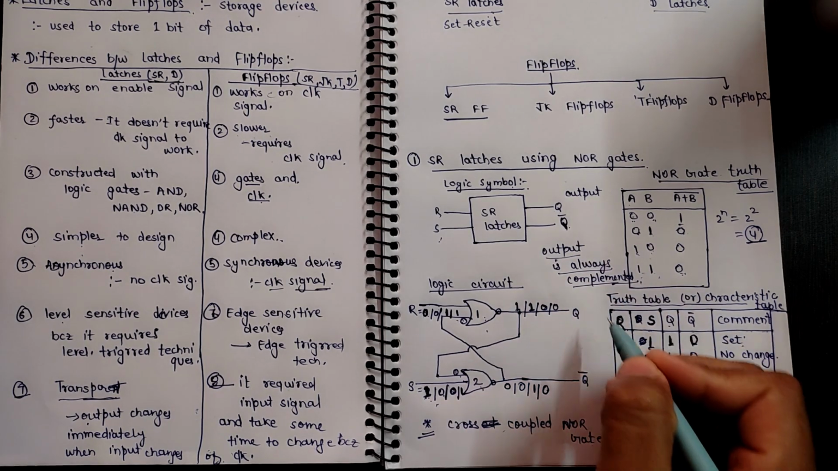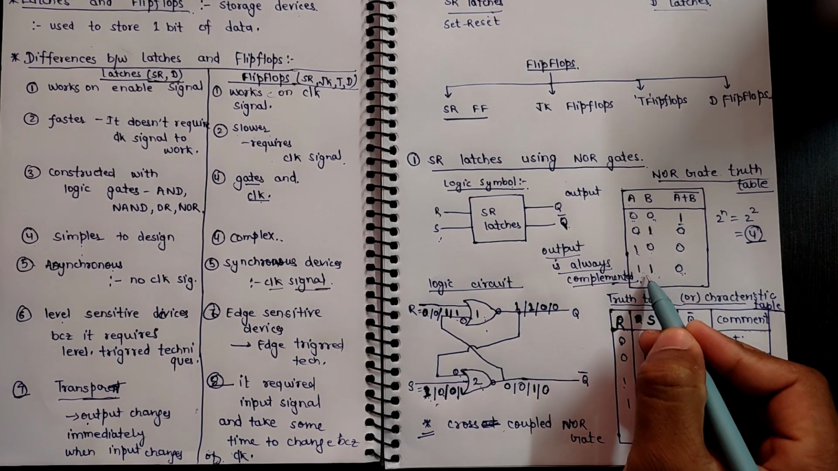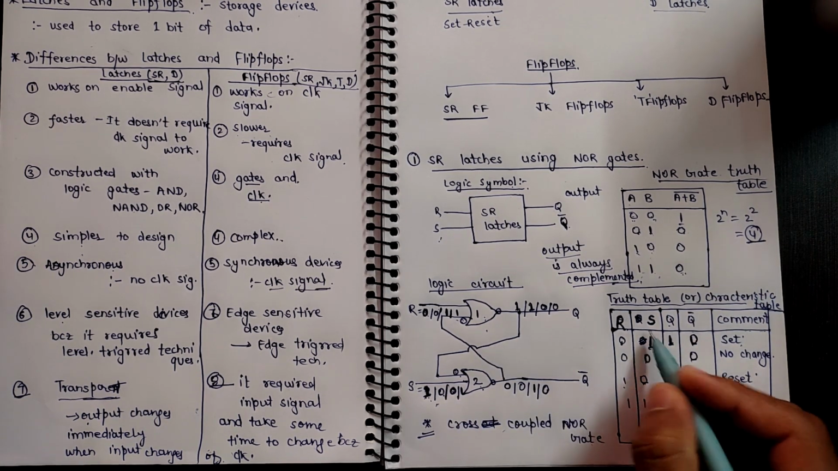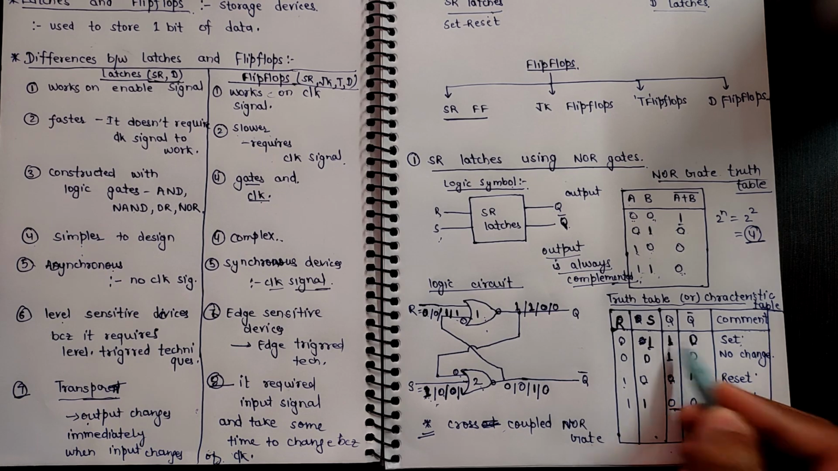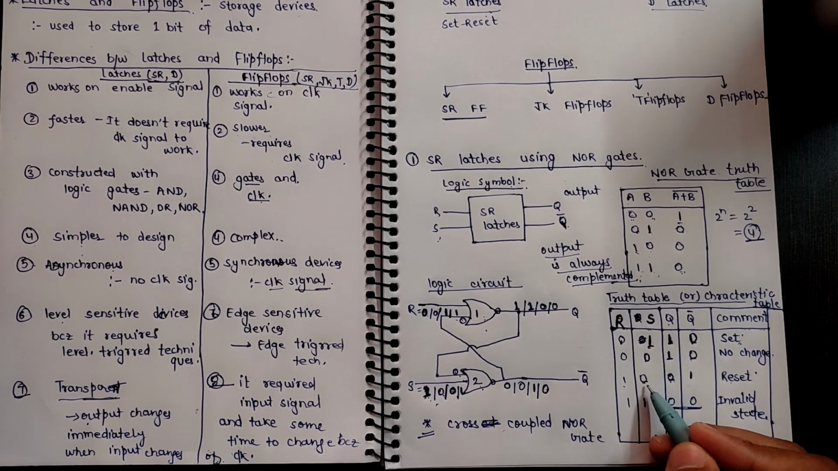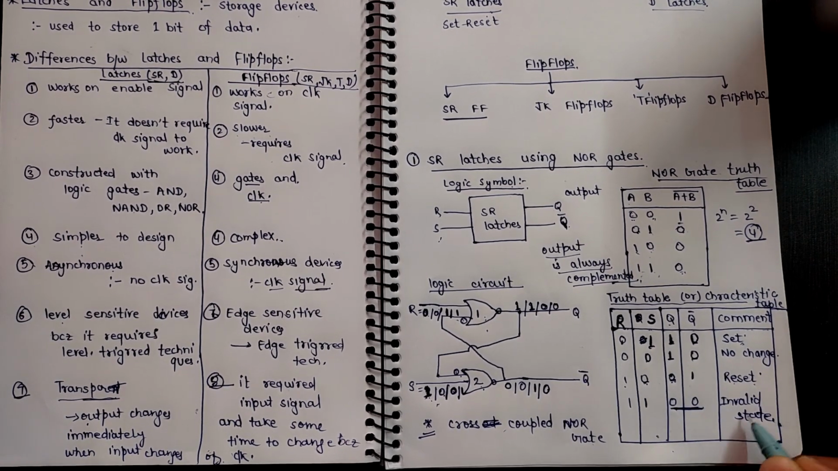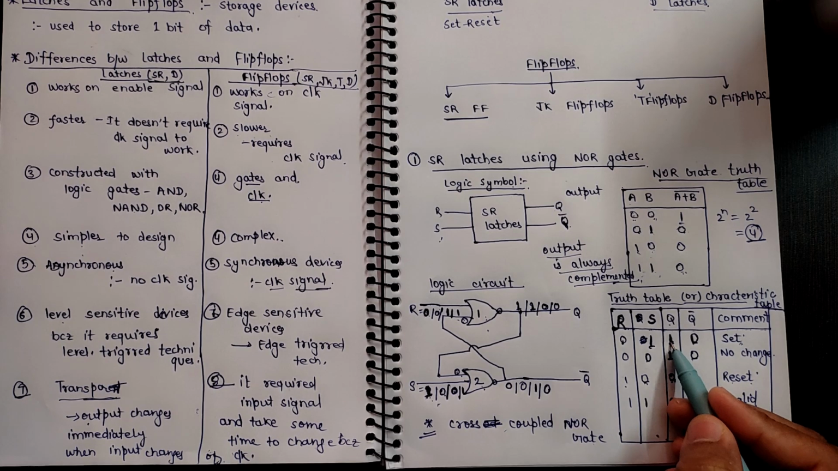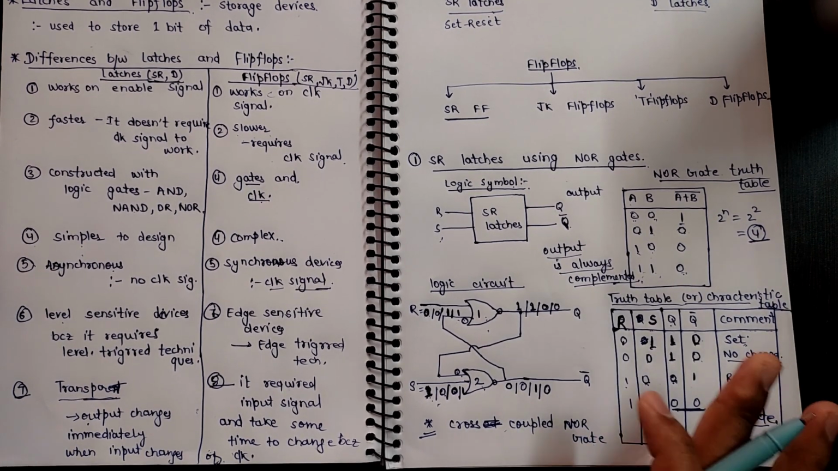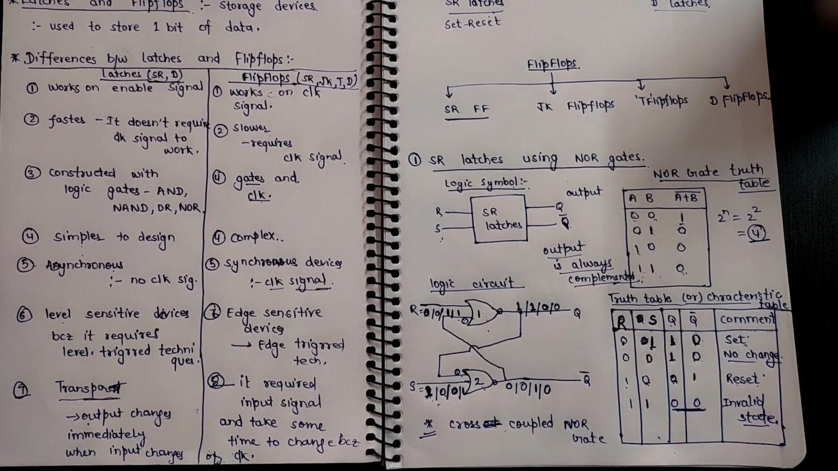So for SR latches we need to remember two things. First thing is that for NOR gate, if any of the input is 1, we get output as 0, and we need to remember that if S is 1, Q is 1, then we call it set for SR latches. If S is 0, Q is 0, we call it reset, and if the outputs are not complemented, we say it is an invalid state, and if the outputs are not changing, we say no change. That's it for SR latches. These are very important concepts for the future videos, so keep them in your mind.